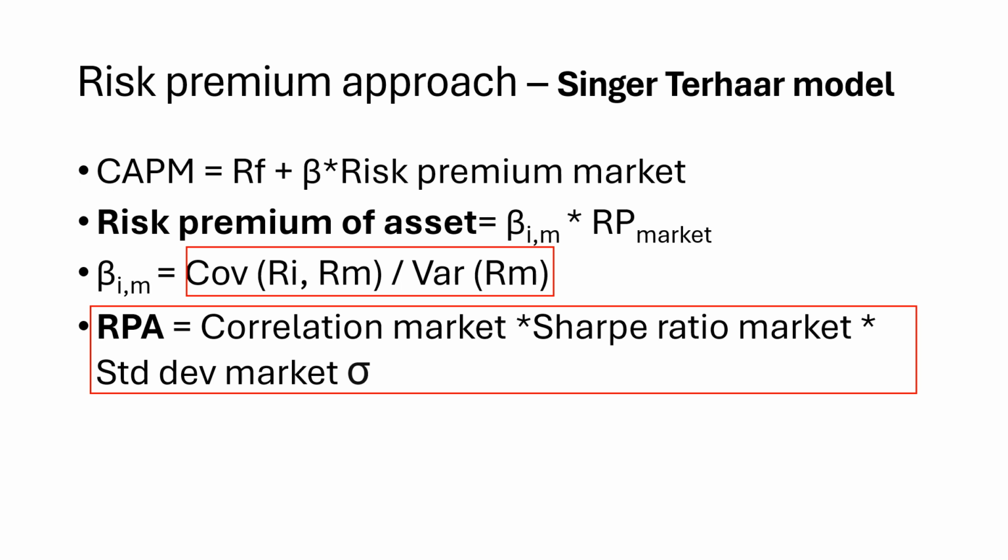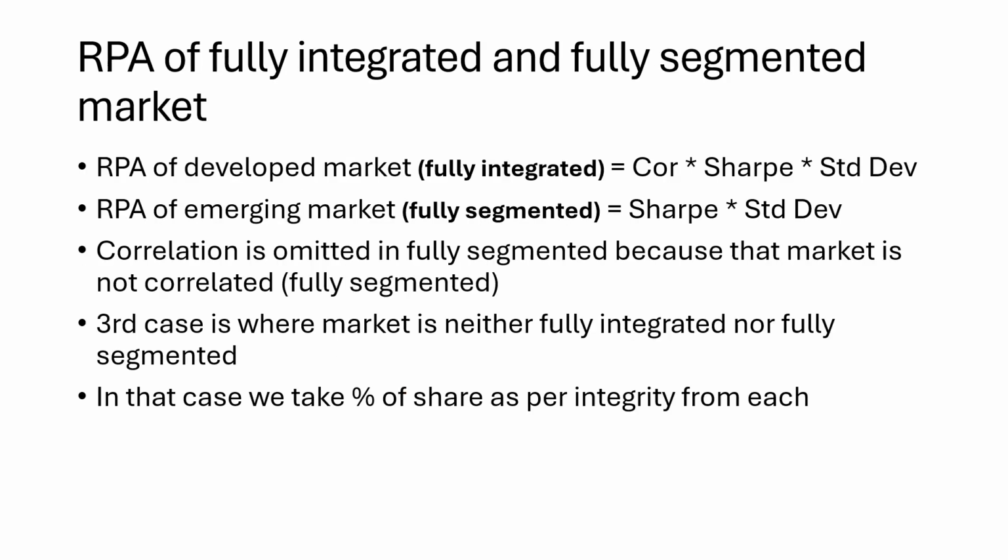Now, we are going to have a lot of fun with this calculation in the next slide. First, just see how to calculate the RPA in two different markets. One is fully integrated, which is a developed market, and the second is a fully segmented market, which is an emerging market and not at all correlated with the global market. To calculate the RPA for the fully integrated market, we need the correlation, Sharpe ratio, and the standard deviation. All these three terms, just multiply them.